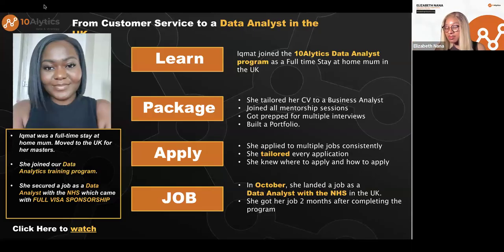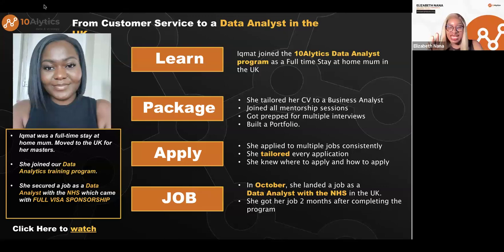All right. Now, the first thing Ikmat did was decide. She said, you know what? I am so much more than a full-time stay-at-home mom. Yes, being a mom is a full-time job on its own, right? But I want to do more. I want to do more for myself. So the first thing she did was identify the program she would like to go for. And it turned out it was the data analytics program.